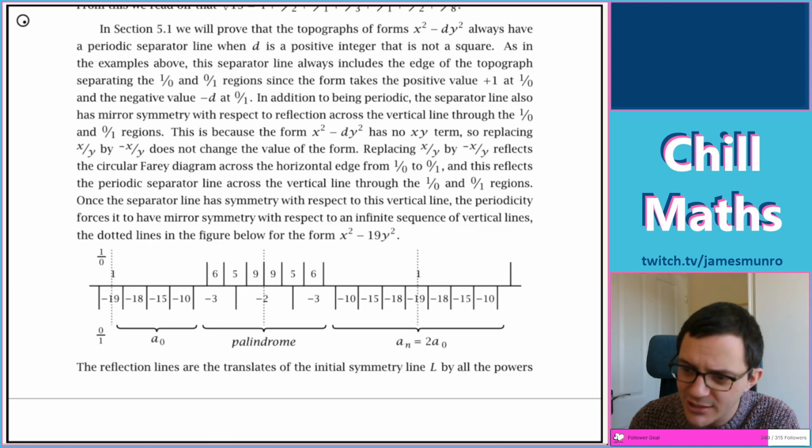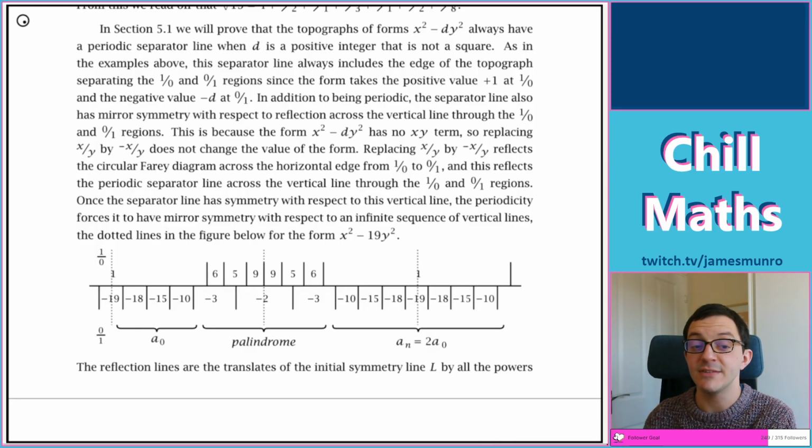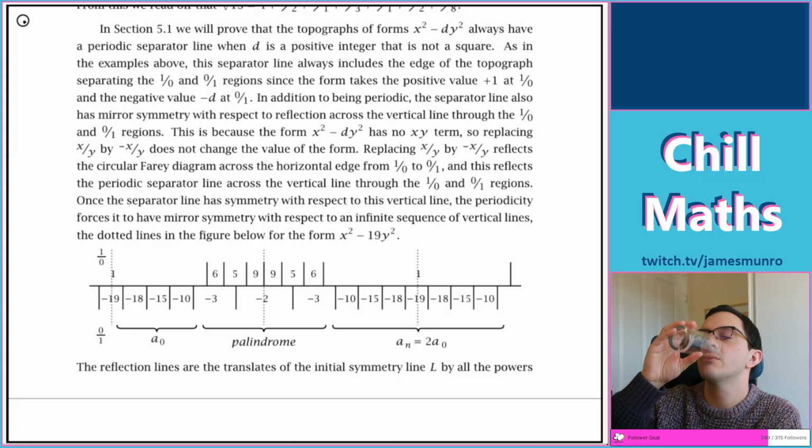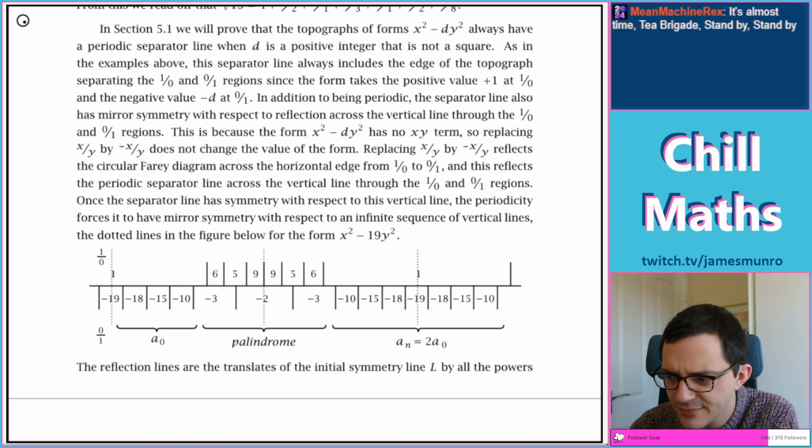Here we go. The form has no xy term, so replacing that by minus x over y. What's the separated line's symmetry with respect to this vertical line? The periodicity forces mirror symmetry with respect to an infinite sequence of vertical lines, the dotted lines like this. Yeah, it's getting a bit much, isn't it? But it's almost tea time. I wish it was labelled.